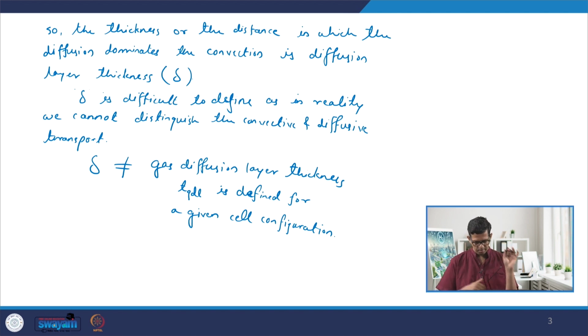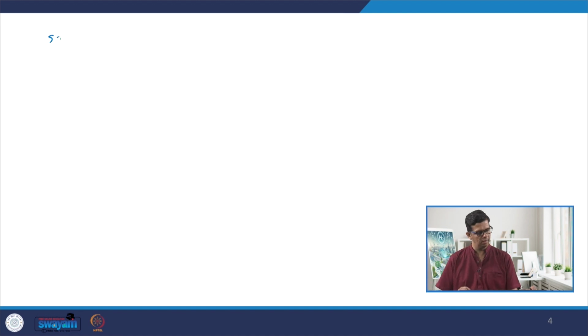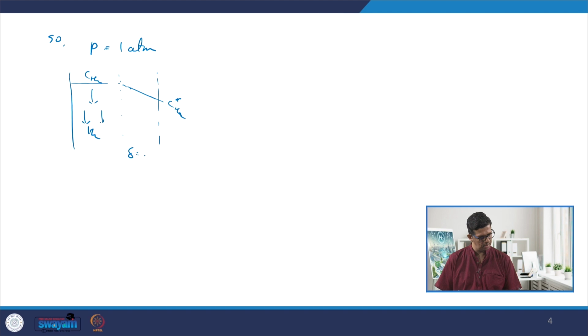If I try to simplify, let us say we are operating at atmospheric pressure. So, this is the hydrogen through channels and this is its concentration in the channels, and this is C star H2. So, this diffusion layer, this delta, is in this case x microns.